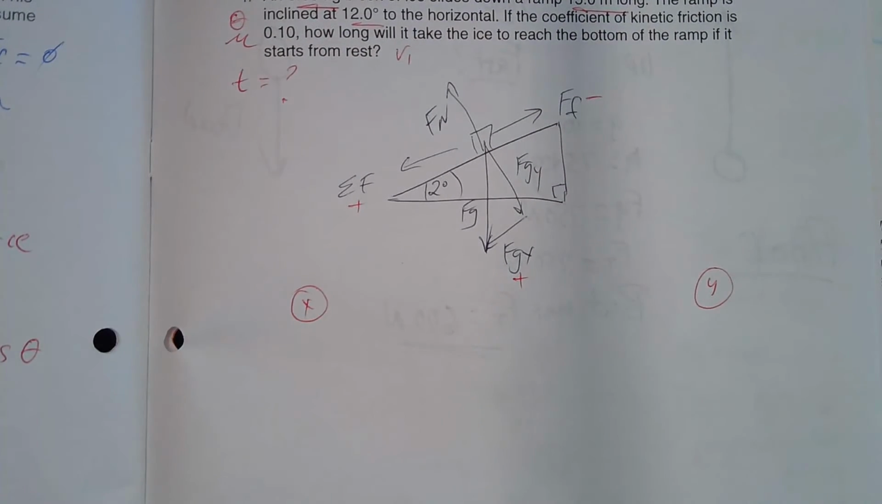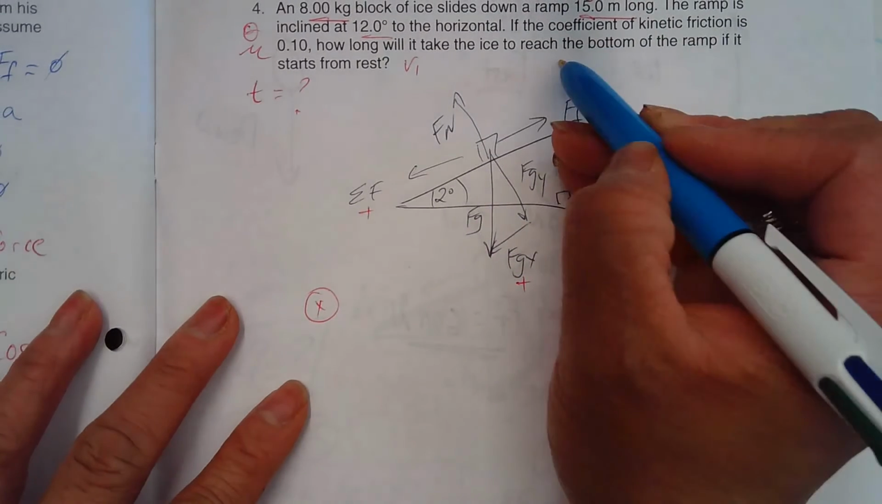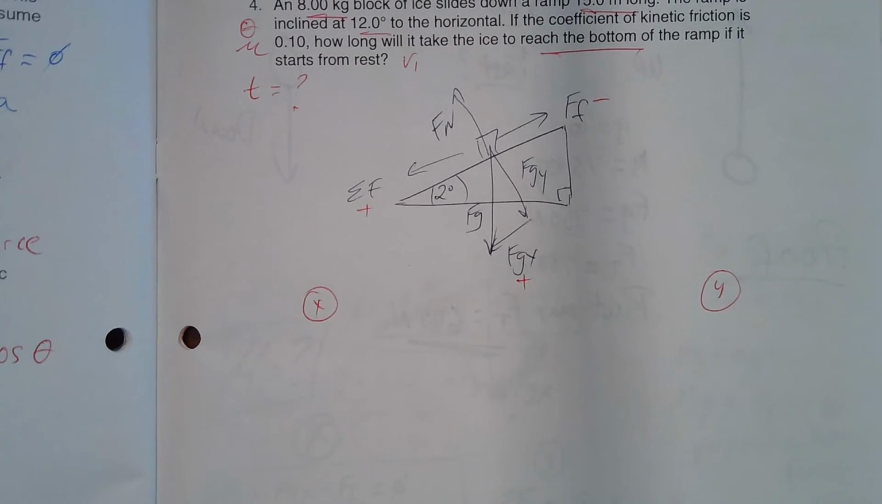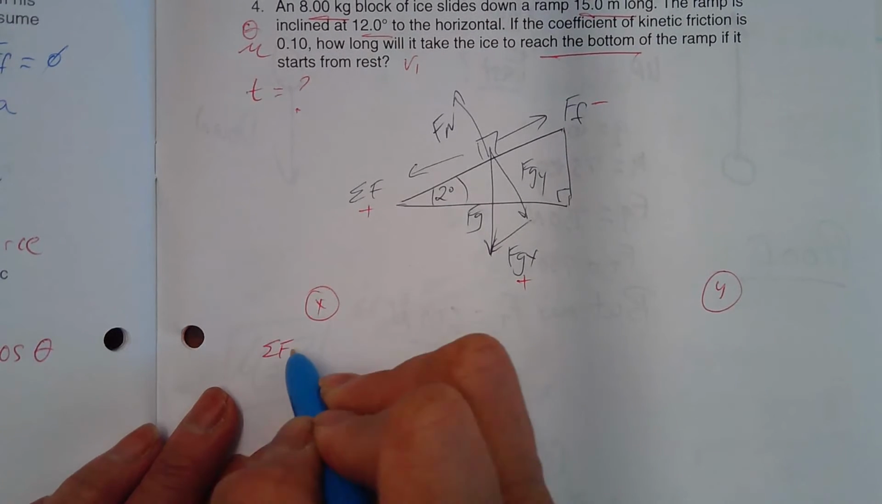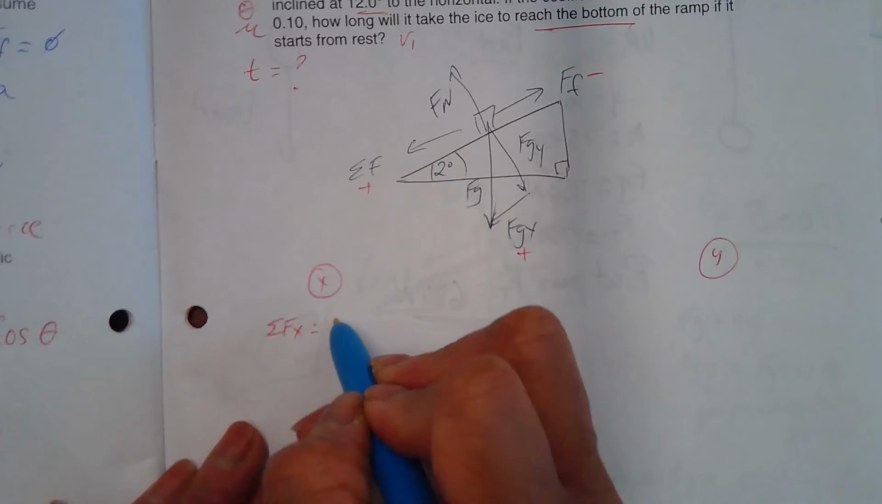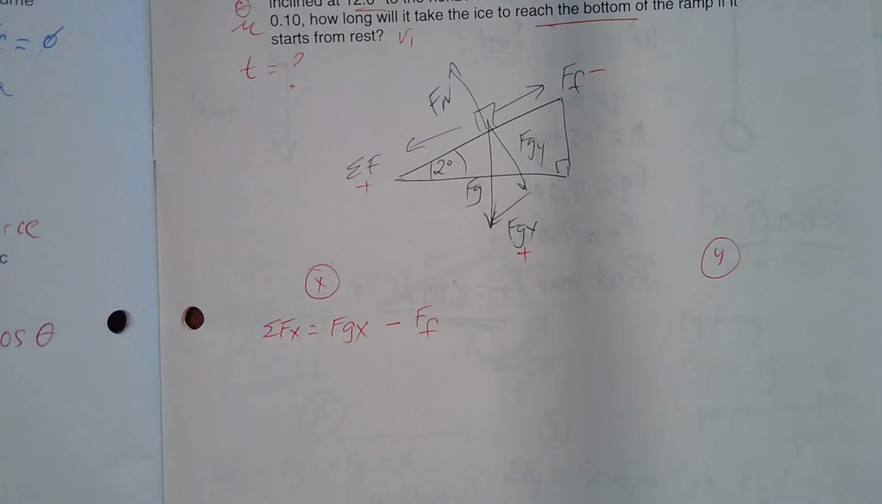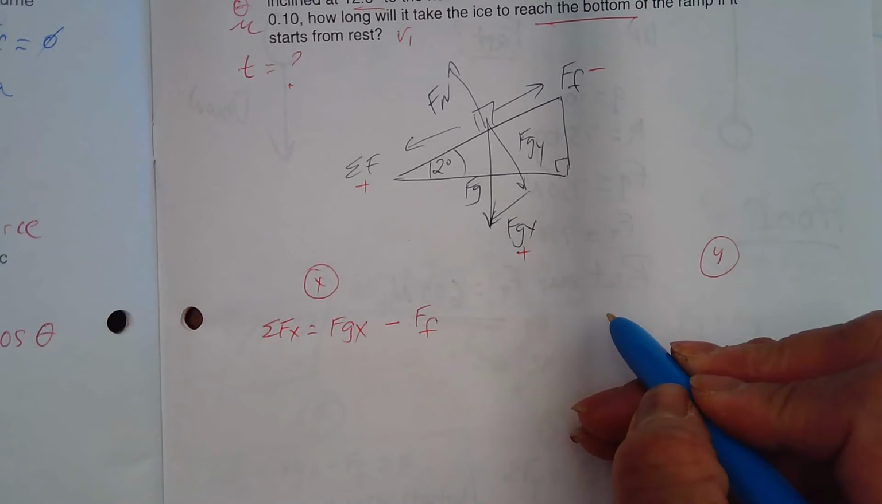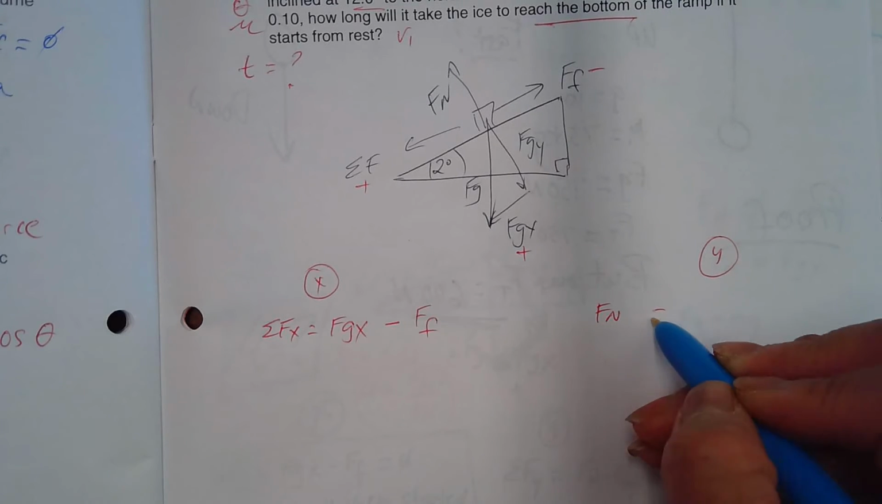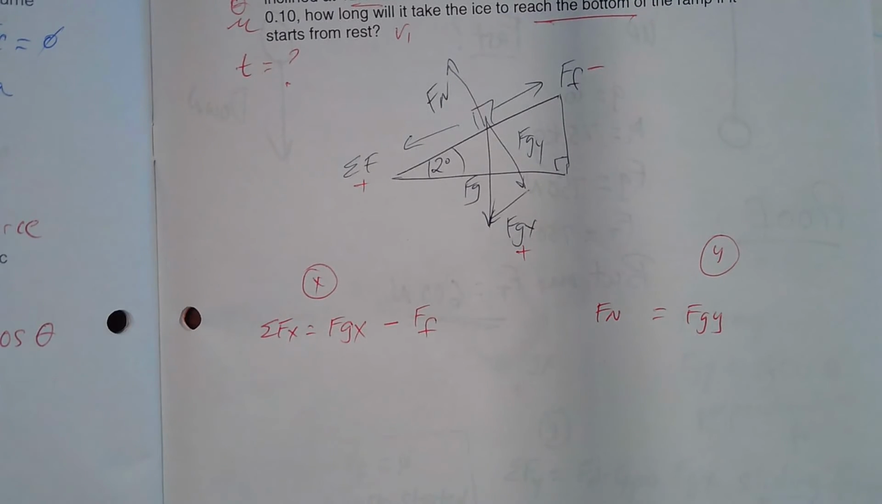Is the acceleration 0 in this case? No. How do you know? Because we're starting from rest and going down the plane. It reached the bottom of the ramp, so it started to accelerate down. So when you put your equation here, net force is equal to Fgx minus Ff. And on your y, Fn equals Fgy. You know net force is 0 on the y component, so you can go straight to putting that.